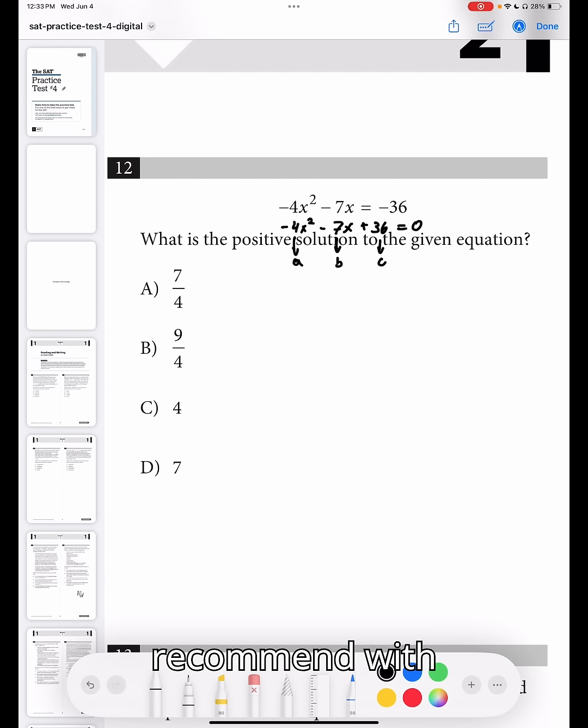What I would recommend with quadratics is to not go directly to the quadratic formula, but try factoring first. Because if you factor, you might not need to use a calculator.